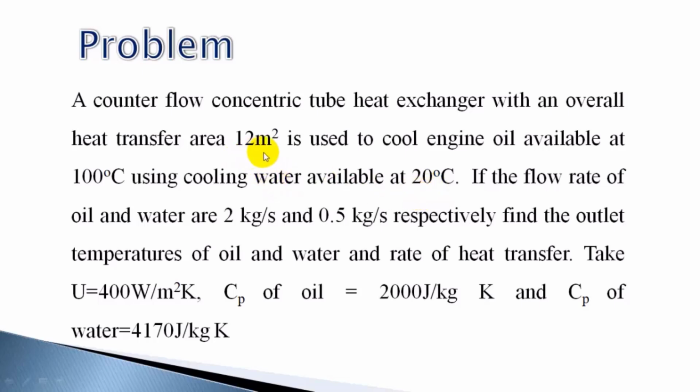Area of the heat exchanger is given as 12 meters square. So it's a concentric tube counterflow heat exchanger. The flow rate of oil and water are given. So oil is a hot fluid here. So oil flow rate, that is mH, is 2 kg per second and water flow rate is 0.5 kg per second. That is mC. Overall heat transfer coefficient is given. Cp value of oil is given. Cp value of water is given.